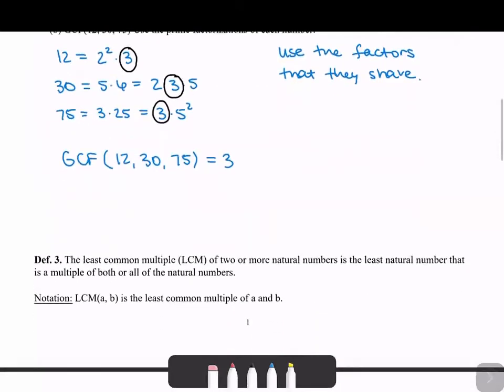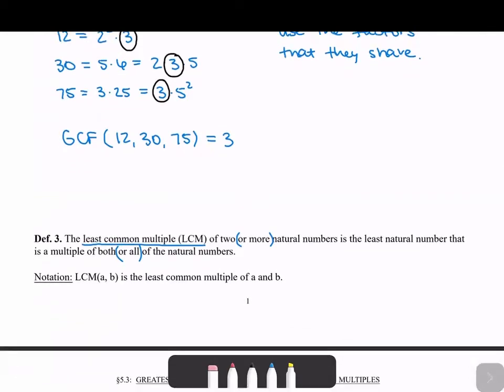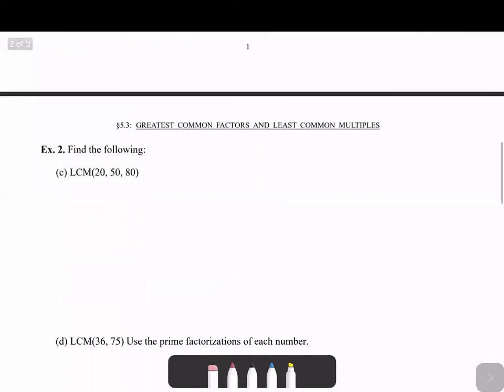So now we want to talk about the least common multiple. The least common multiple of two numbers is, you guessed it, the least natural number that is a multiple of both or all. Again, this "or all" could kind of be in parentheses. We could read this as the LCM of two numbers is the least number that's a multiple of both, and the least common multiple of some list of natural numbers is the smallest number that's a multiple of all of them. And then we notate it just like the GCD, as LCM(A, B). Okay. So again, there's a lot of examples in the book, so we're just going to go through a few.